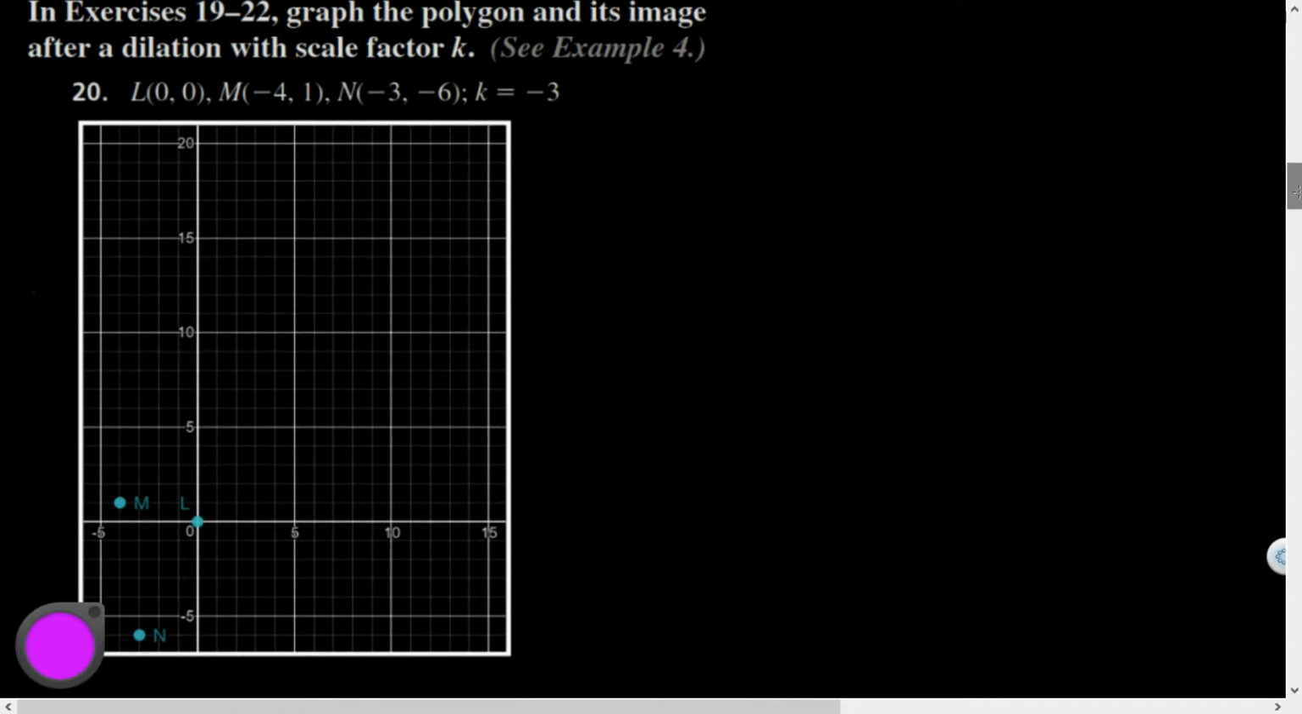All right, it's also possible to have a negative scale factor, and that was the same as doing a scale factor of the absolute value, the positive version of this, and then a 180-degree rotation. So L prime, the math is exactly the same. 0 times -3 is 0, so L prime is going to be in the same spot. M prime is just going to be -3 times -4, which is +12, and -3 times 1 is -3. So over 12 down 3.